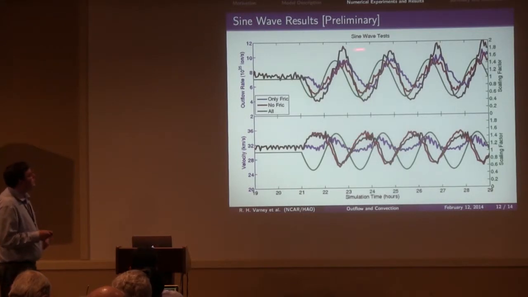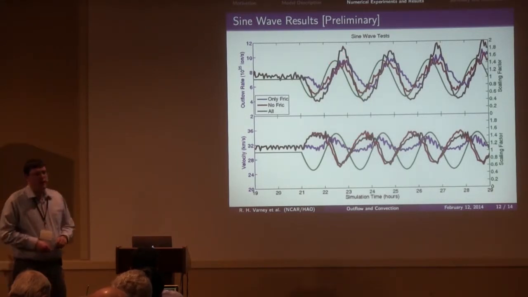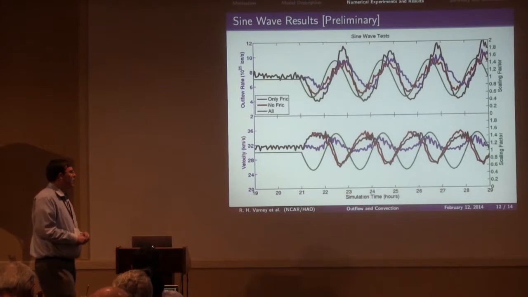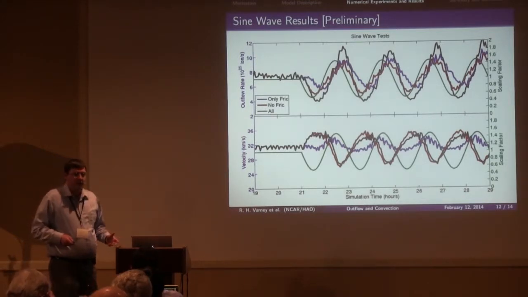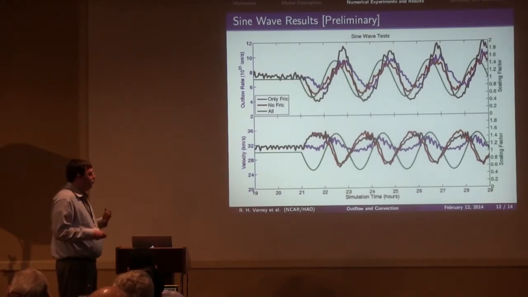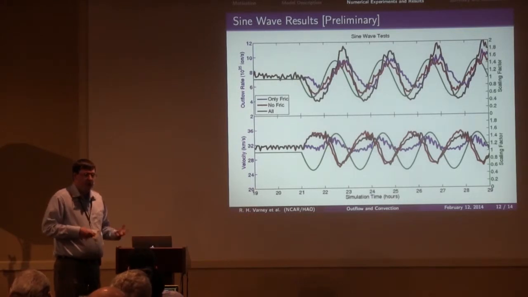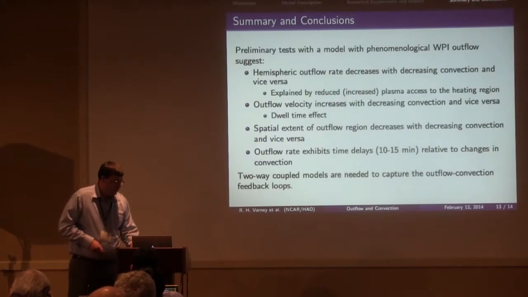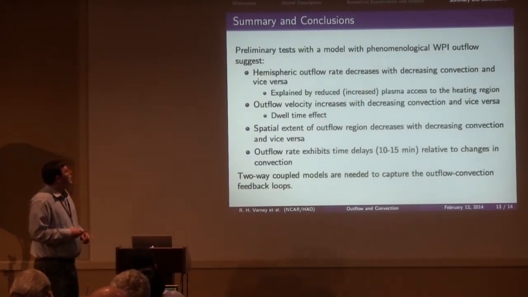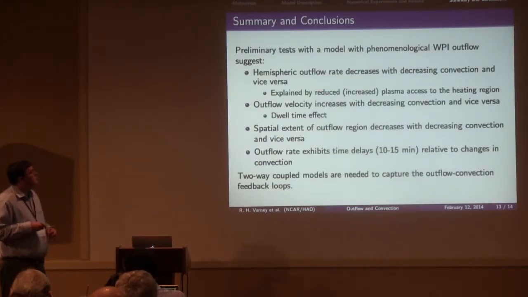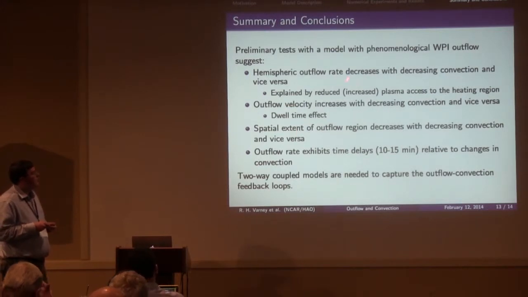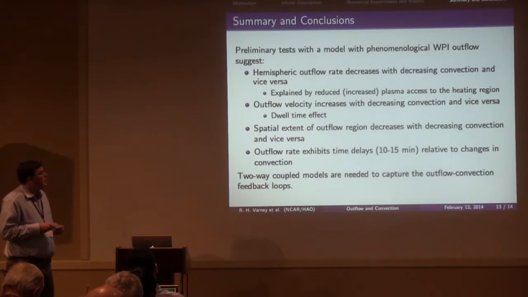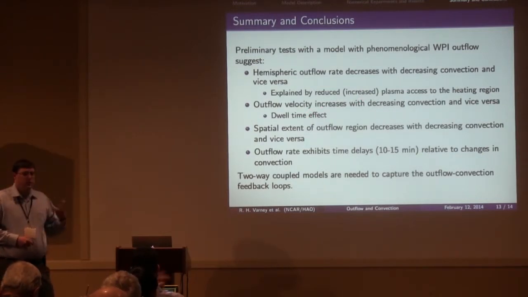The thing to note here is there's a 15-minute phase delay, because of course the ionosphere can't respond instantly to all these things. And we know that the convection dynamics should be changing on these types of timescales all the time, so these phase delays are potentially significant. So in summary, my preliminary simple test suggests that the hemispheric outflow rate decreases with decreasing convection and vice versa, and this can be explained by changes in plasma access to the heating region.